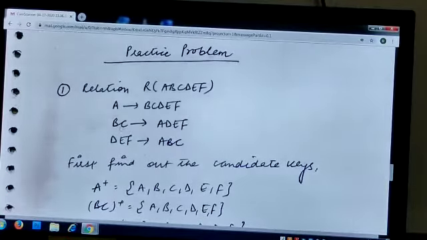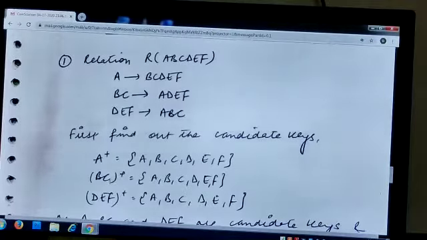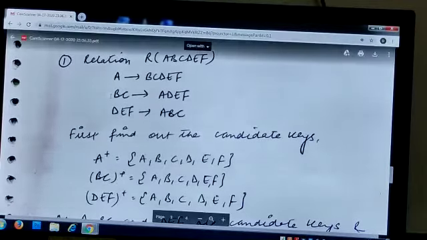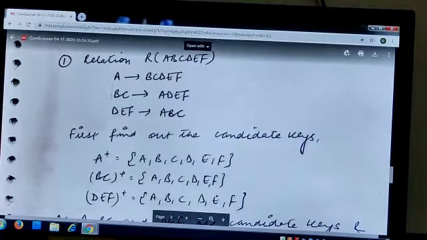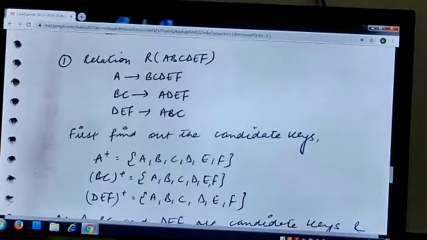Now next, B, C to A, D, E, F. B, C can definitely determine themselves, right? Using B, C you can determine the attributes B, C, and we are given that A, D, E, F are dependent on B, C. It means they can be retrieved if I know B, C, right? So B, C is also a candidate key.